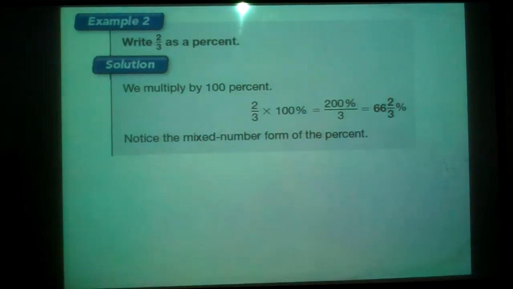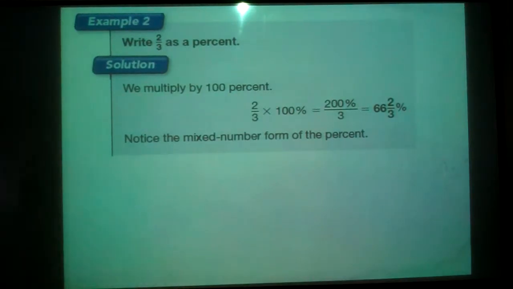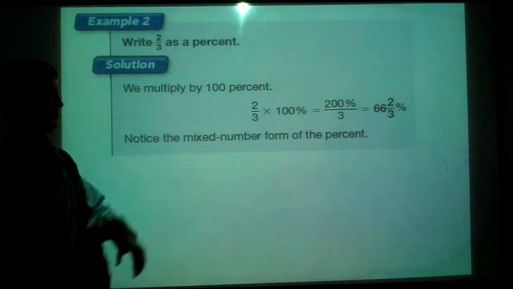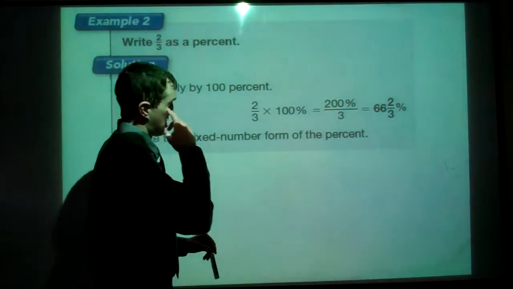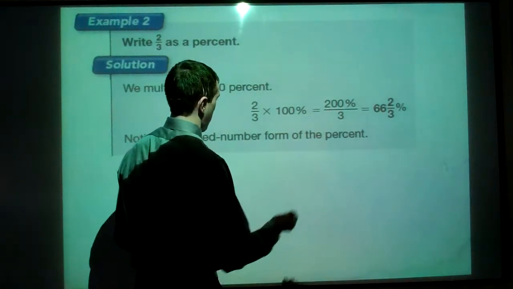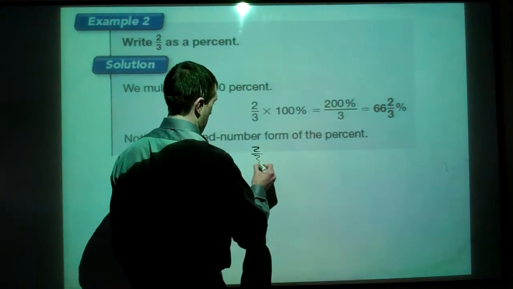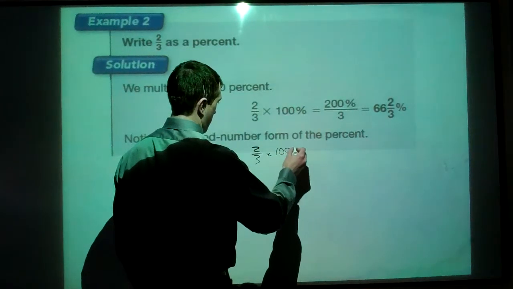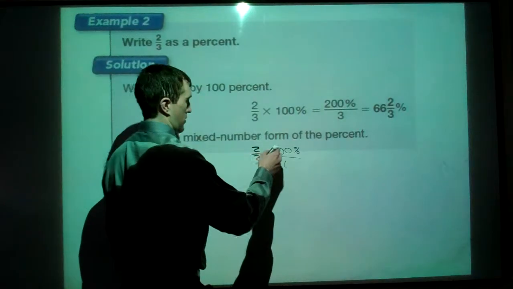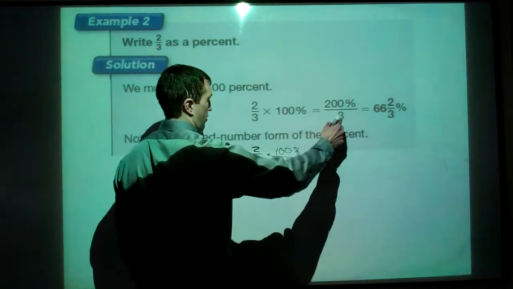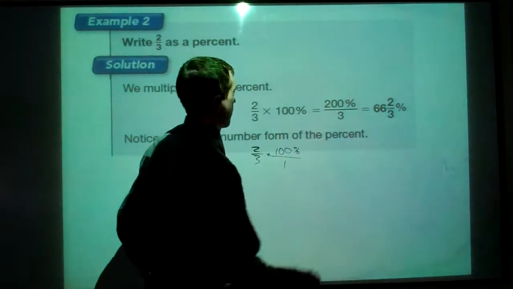This is the same type of deal, except for 2/3, we end up getting a mixed number form of the percent. So if we do it the way that they like to do it, this is 2/3 times 100% over 1. So that's where they get 2 times 100, 200, 3 times 1, 3. So 200 divided by 3.